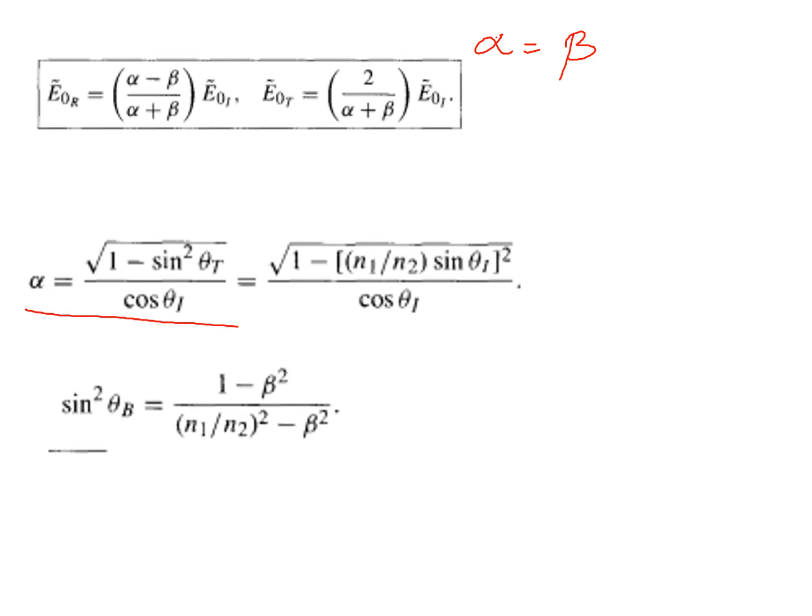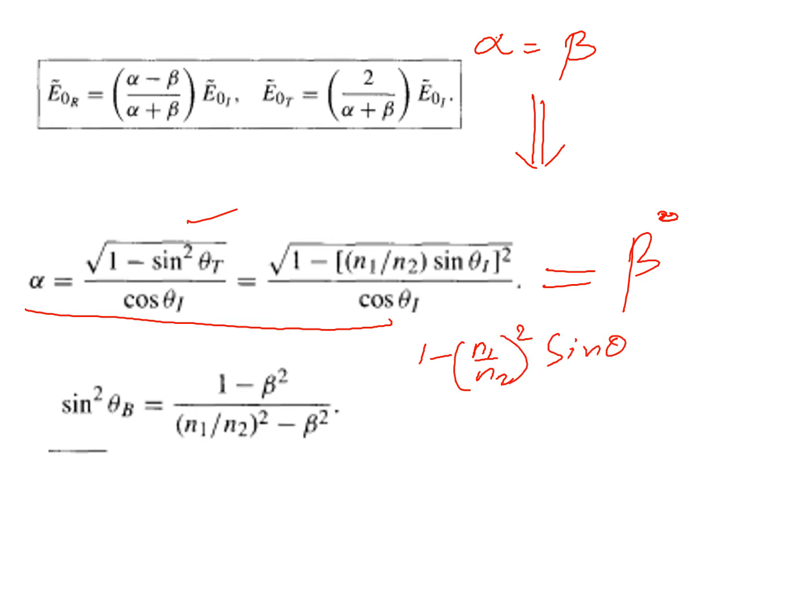So we already derived the expression for alpha. Alpha is cos theta t by cos theta i, and we can equate this to beta as per the condition written above. Then square on both sides, you will get 1 minus (n1 by n2)^2 sin^2 theta i, divided by cos^2 theta i, equal to beta square. So you can write 1 minus (n1 by n2)^2 sin^2 theta i equal to beta square times cos^2 theta i.